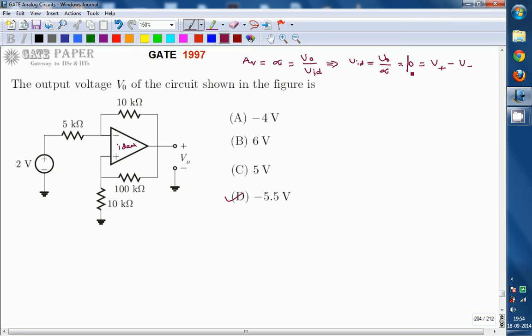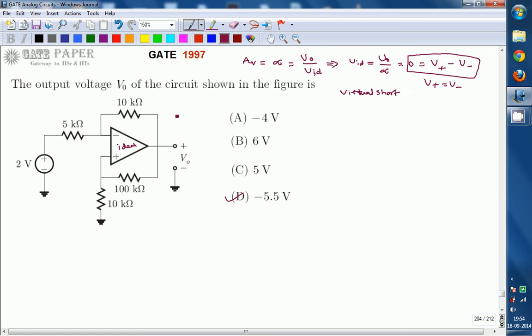Since V plus minus V minus is equal to 0, we can say that V plus is equal to V minus. This is called the virtual short concept. That is, the voltage at the inverting terminal is the same as the voltage at the non-inverting terminal. This is possible for the ideal op amp, and also for a practical op amp if the voltage gain is infinite. So this assumption is true for an ideal op amp and a practical op amp with AV equal to infinity.